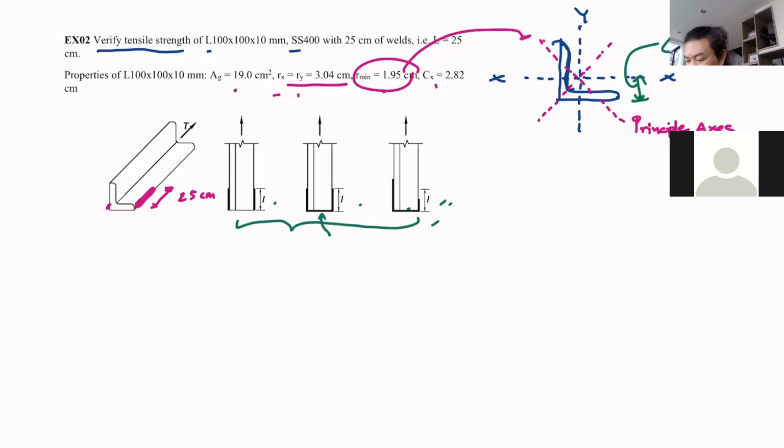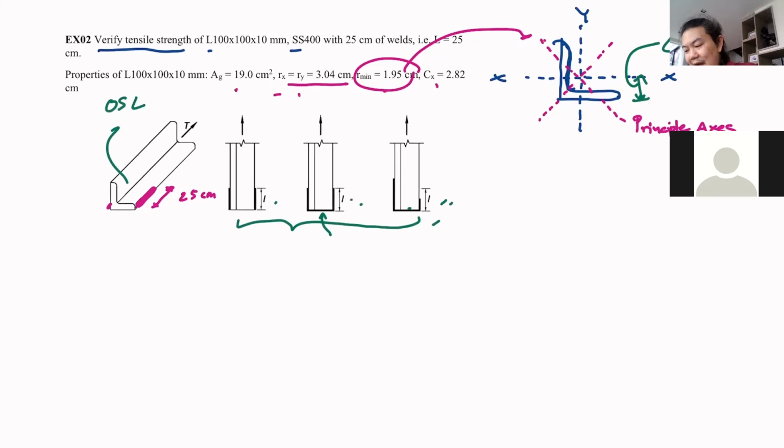And you see from the picture, this is the length suggested for the calculation of the shear lag factor, which you see, welding in the end doesn't help. You would have it anyway because you have the outstanding leg. This one is not connected. So it doesn't matter if you weld in the end because you still have the outstanding leg. If you weld in the end, the L remains the same. And if you have unequal length of weld, you use the average length. That's what it is, okay?